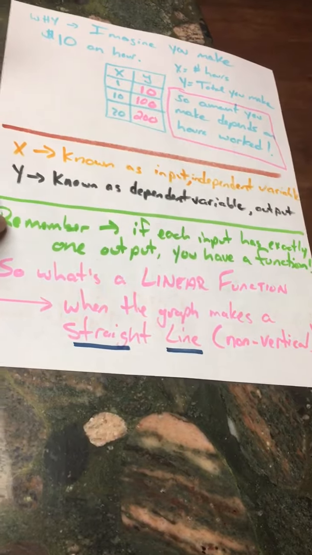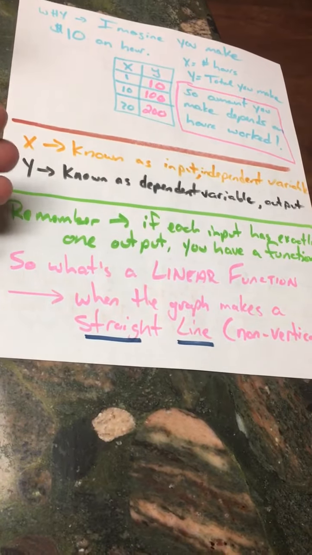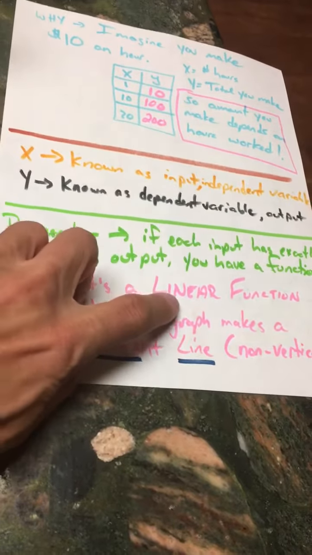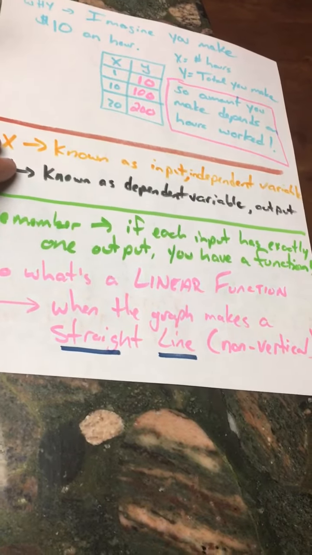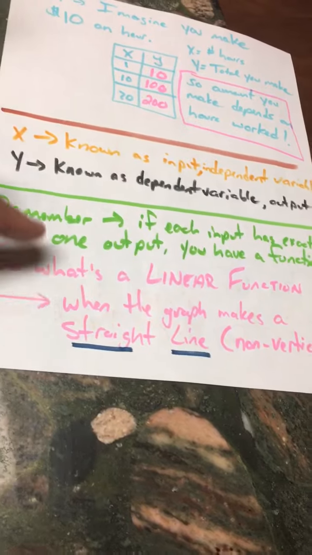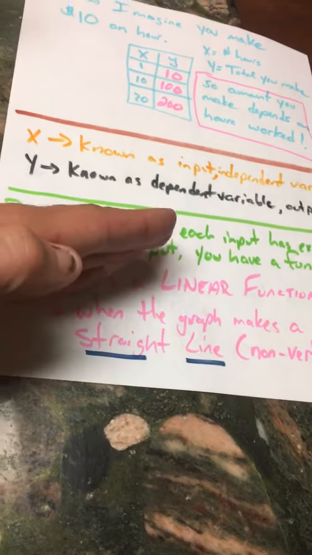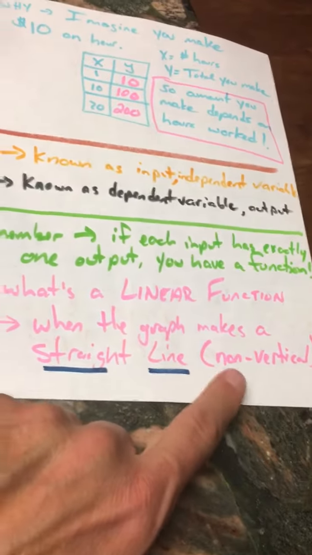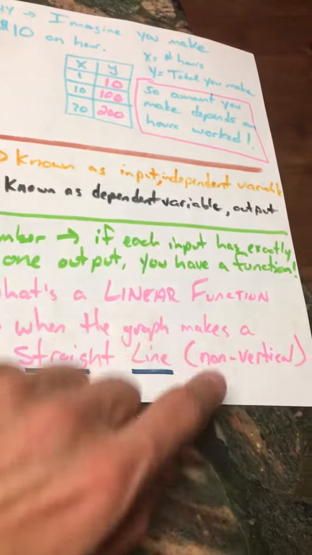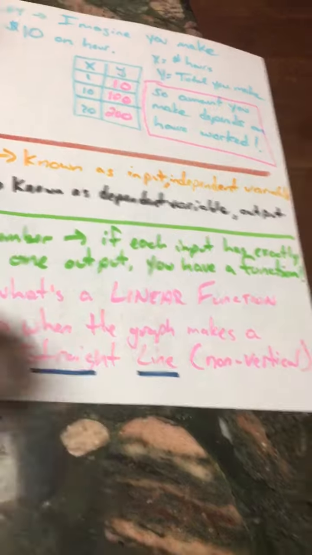So what's a linear function then? That basically means you just have a line. Linear, L-I-N-E, line. When the graph makes a straight line, with one exception. It can't be a vertical line straight up and down. Any other straight line is considered a function, and I'll explain why, because basically that breaks our rule that we have for each input exactly one output when I show you. Okay? So just kind of finishing this up here.